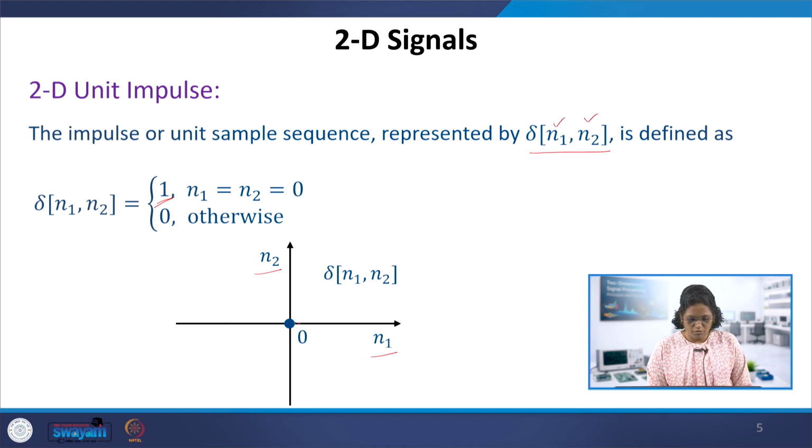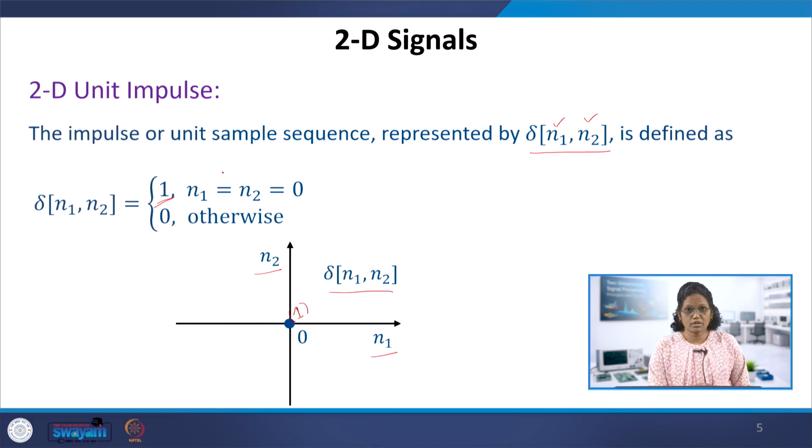This is the way in which we represent the 2D impulse sequence, whose amplitude is 1, always represented with the bracket. What value does it take? It is 1 at this point and 0 everywhere else, so we do not show those. So this is the representation of delta of n1 comma n2, the 2D unit impulse.